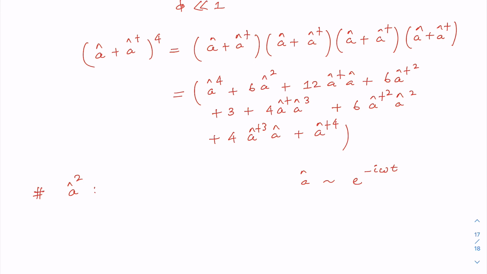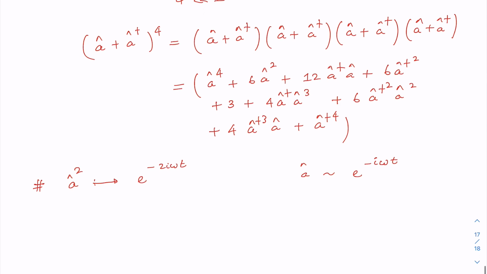So therefore a square, this term is going to evolve in time as e to the power minus twice i omega t. So therefore a square is an oscillating term, it oscillates with frequency twice omega. Similarly, if you look at the term, say, a dagger a cube, a dagger oscillates as e to the power i omega t, and a cube oscillates as e to the power minus 3 i omega t, so with frequency 3 omega. So overall the whole term oscillates with frequency twice omega.